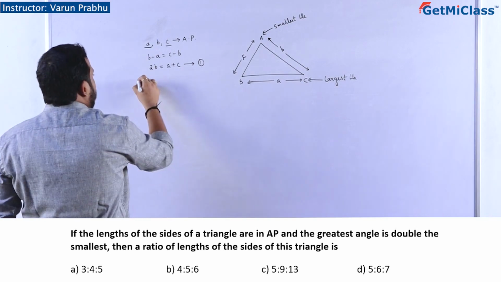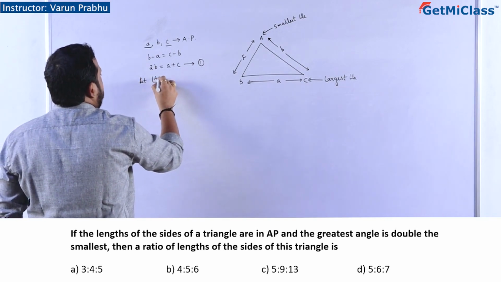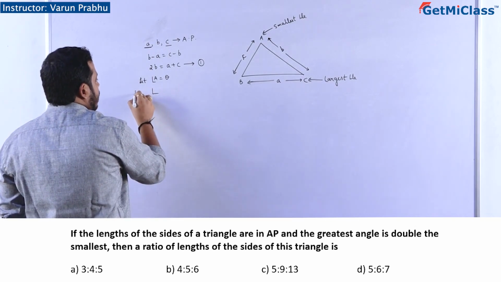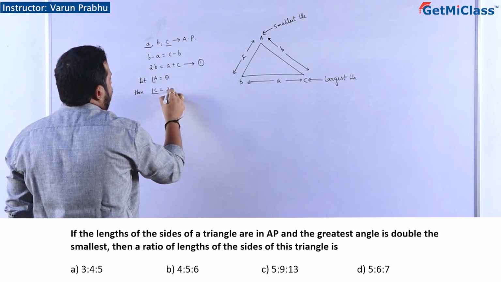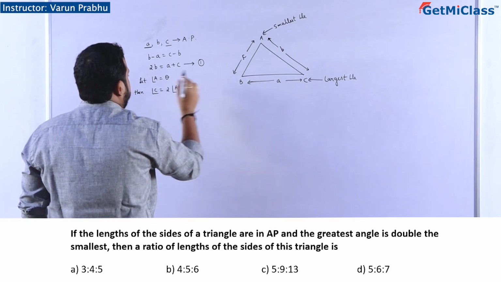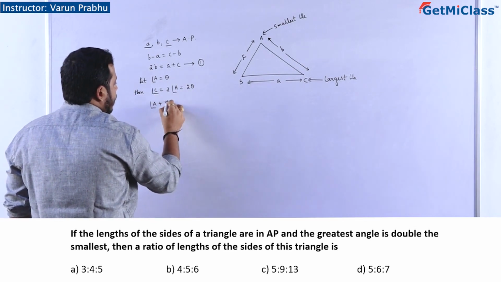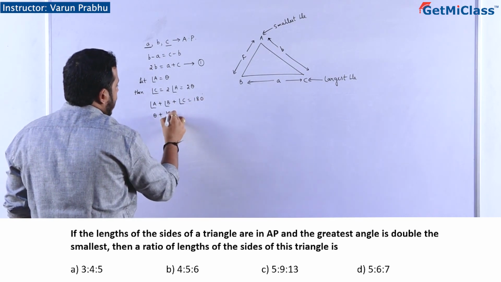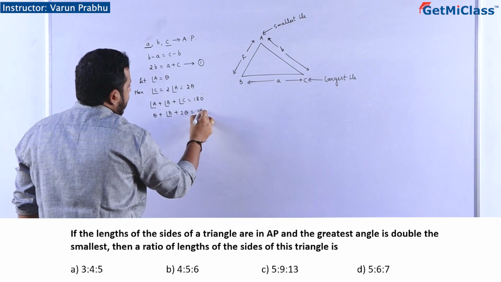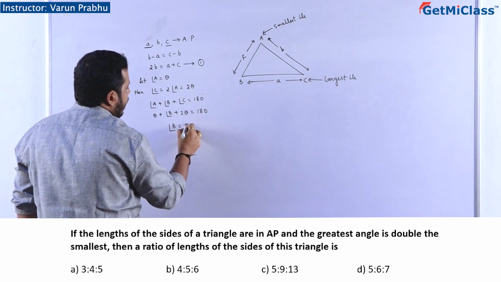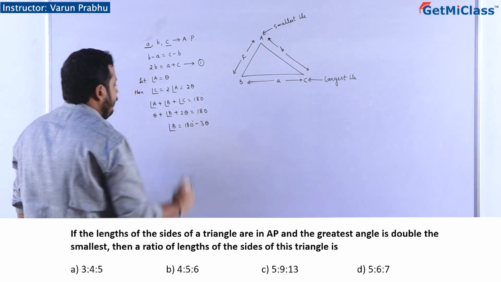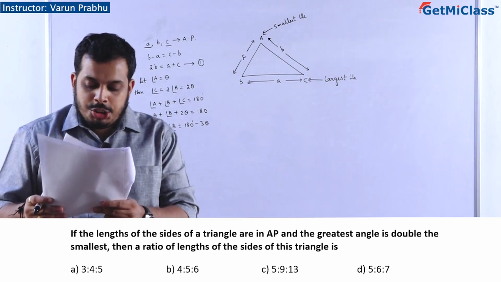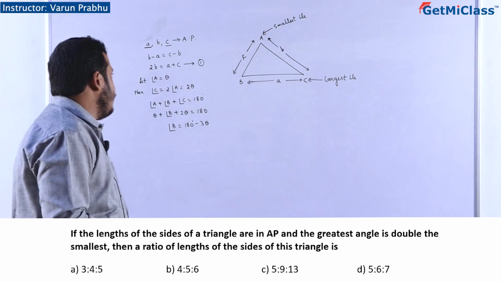So let me say that angle A is equal to theta, the smallest angle is theta. Then angle C will be 2 times angle A, that is equal to 2 theta. Angle A plus angle B plus angle C should be equal to 180 degrees. So theta plus angle B plus 2 theta is 180 degrees. So angle B should be equal to 180 degrees minus 3 theta. Now the question is asking you to calculate the ratio of the lengths of the sides of this triangle.